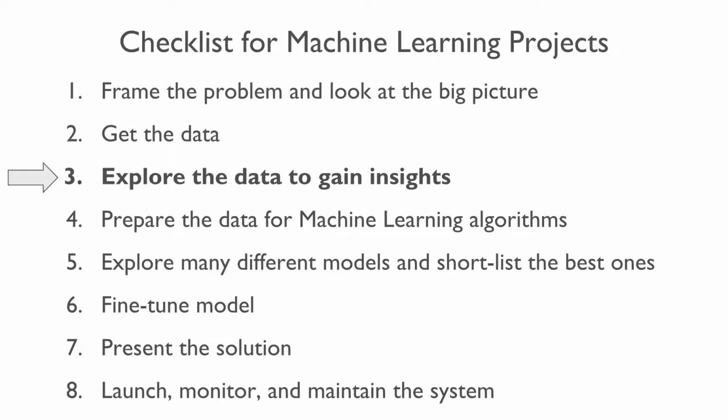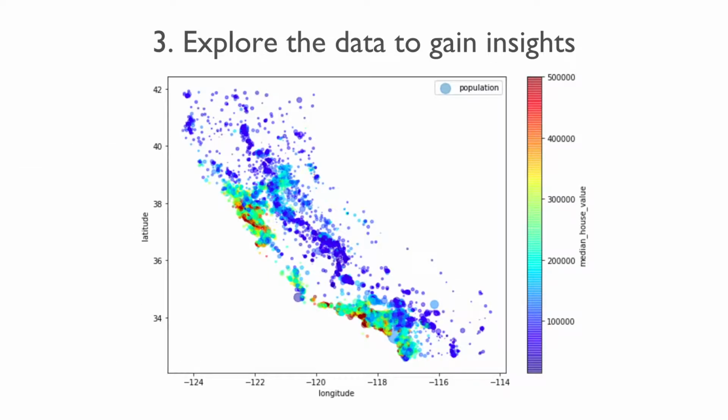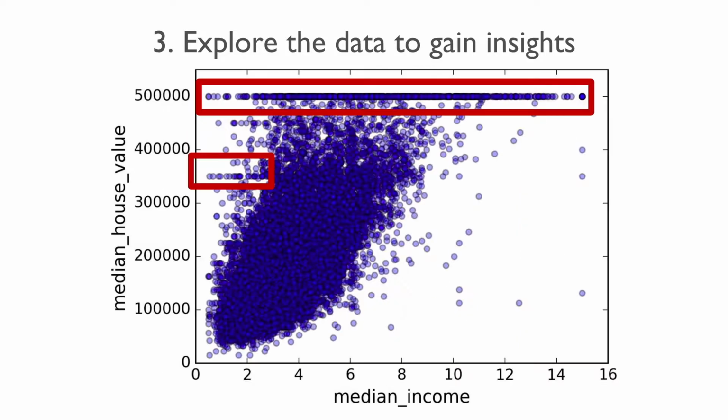The third step in the checklist is explore the data to gain insight. As we have seen in the previous chapter, data visualization helps in gaining insights from the data and removing data quirks.